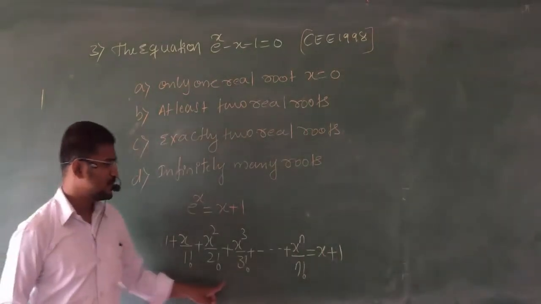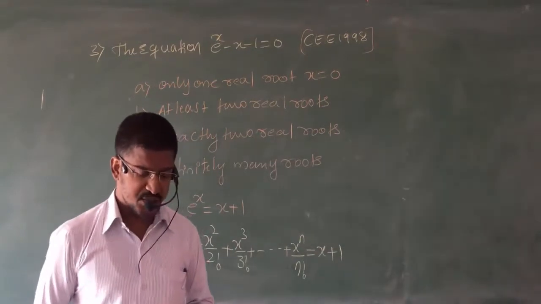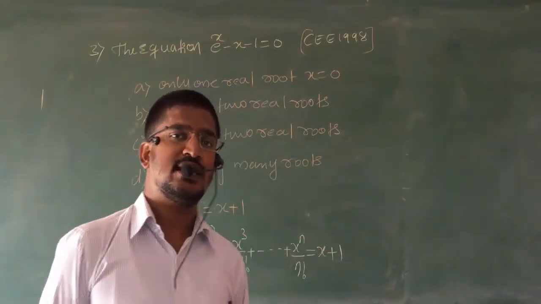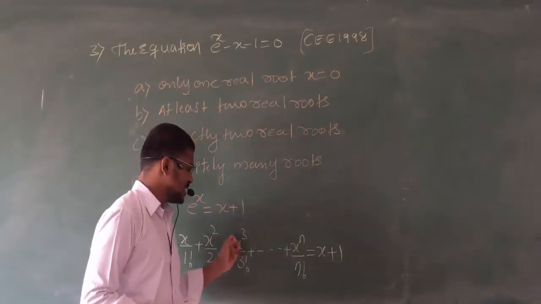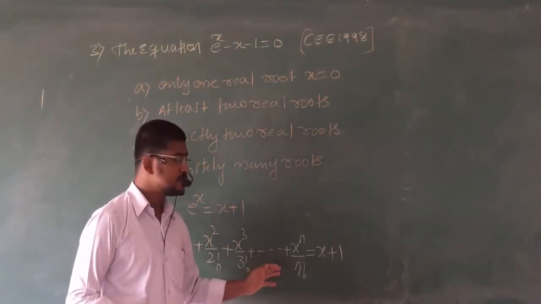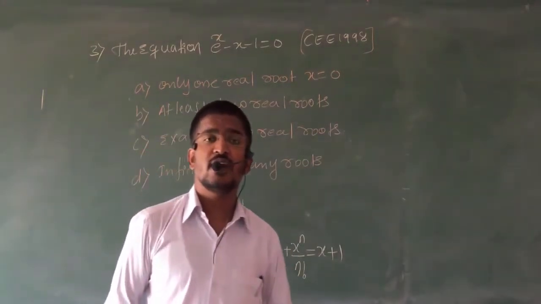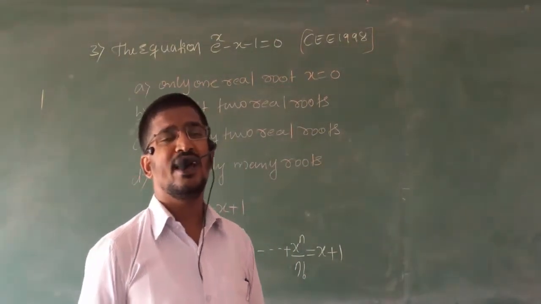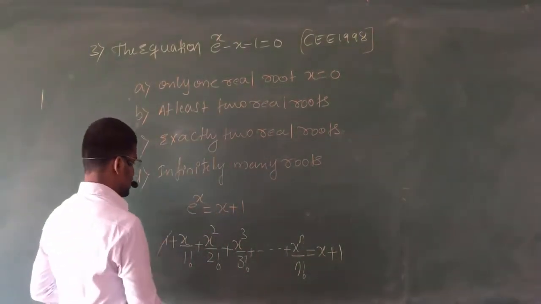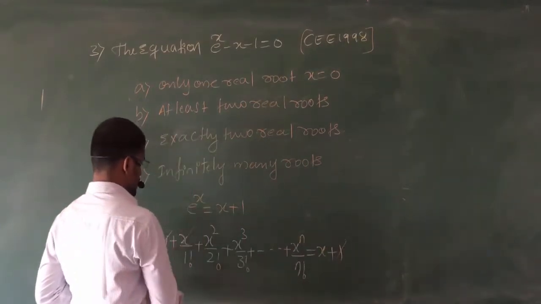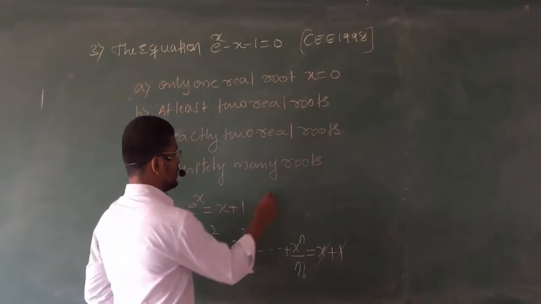So this is the expansion series of e raised to x. So e raised to x can be written as 1 plus x by 1 factorial plus x square by 2 factorial plus x cube by 3 factorial plus so on to x to the power of n divided by n factorial, and that is equal to x plus 1. So for that reason I can cancel 1 and 1, x and x. No problem. What will be the remaining terms?